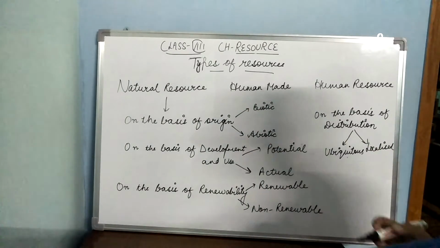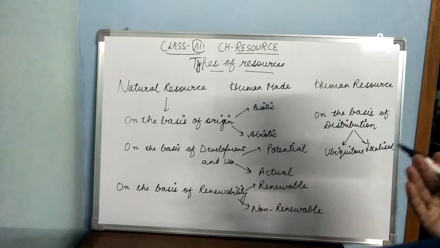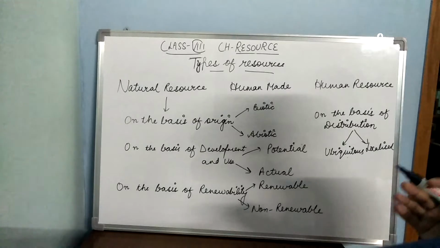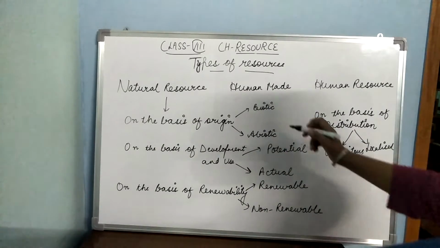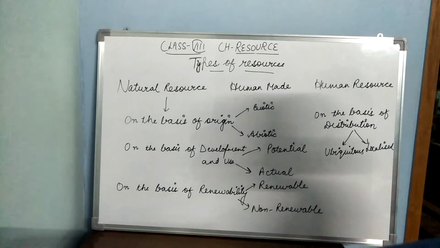First is on the basis of origin: biotic and abiotic. The living things such as plants and animals are biotic resources. Abiotic resources are the non-living things such as land, water, and air.